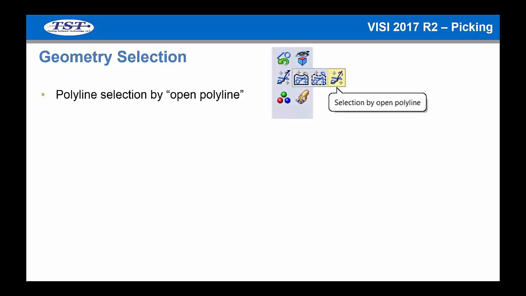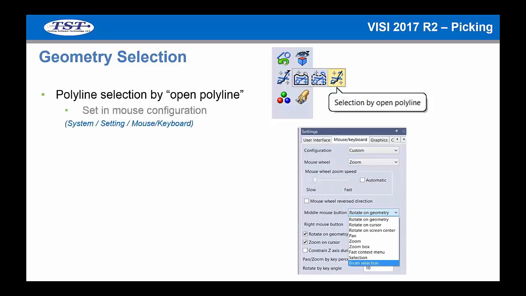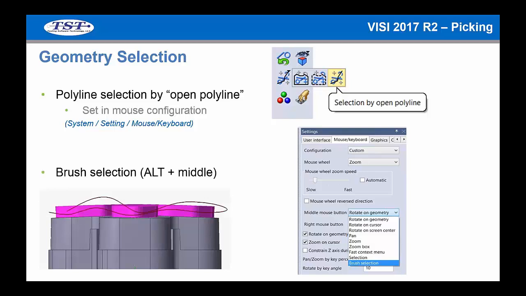Geometry selection. For you CAD guys, this is going to be a little bit different way to select geometry. It's going to be a polyline selection by open profile. Basically you're kind of dragging with a brush over different things and have the ability to select based on what is touching that line. You can set it in the mouse configuration under System, Settings, and Mouse and Keyboard. You can actually set it to your middle mouse to make it easier and quicker to get to. As you can see, drawing that line selects those faces and or solids.